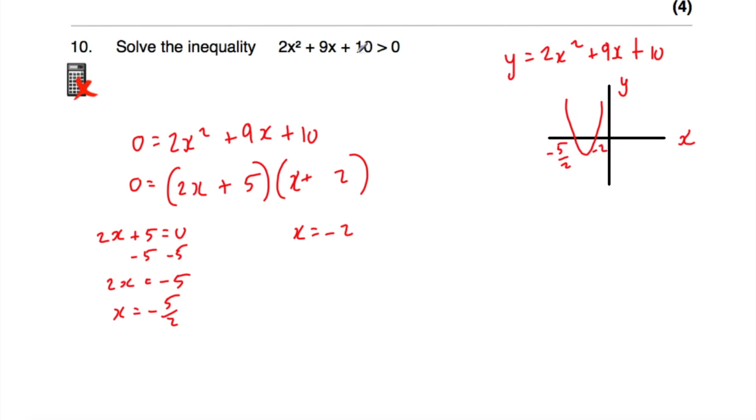Now if we go back to our inequality, we want to find what values of x, when we substitute them into this quadratic, give us a value that's bigger than 0. In other words, a positive. So that's when this quadratic graph is above the x-axis. So here, any value of x that is bigger than minus 2 will work. So x is bigger than minus 2 would work. Or, in terms of this case, anything that is less than minus 5 over 2 would work. So x is less than minus 5 over 2. So any value of x bigger than minus 2 or smaller than minus 2.5 would work here. And you can test it. You can substitute into this inequality and you'll find that that works. And that's it. Okay, let's look at our next question, question number 11.